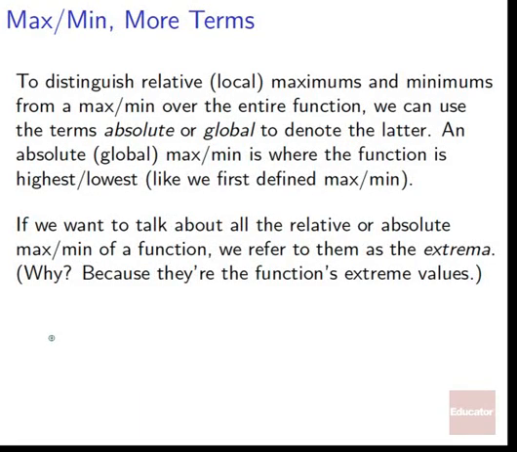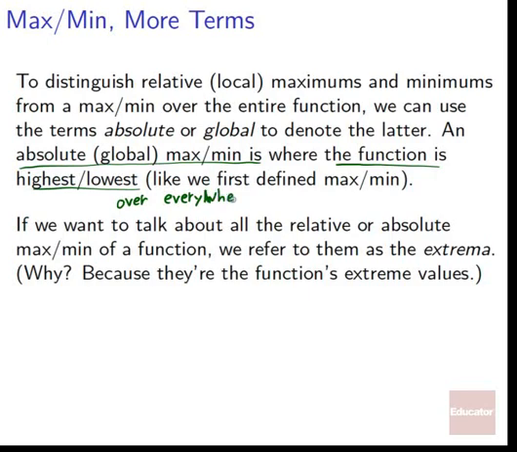To distinguish relative local maximums and minimums from a maximum or minimum over the entire function, we can use the terms absolute or global to denote the latter. So if we want to say it's the maximum over the entire function, we could call it the absolute maximum or the global maximum. So an absolute or global max or min is where the function is highest or lowest over the entire function, which is exactly how we defined max and min at first before we started to talk about the idea of relative max and relative min. So absolute or global max or min is over the entire function, the function highest or lowest everywhere in the domain.